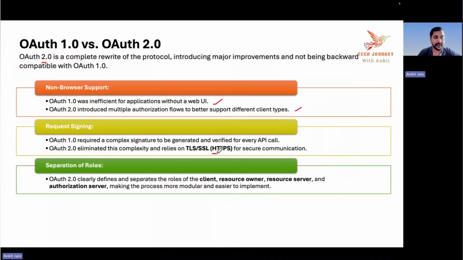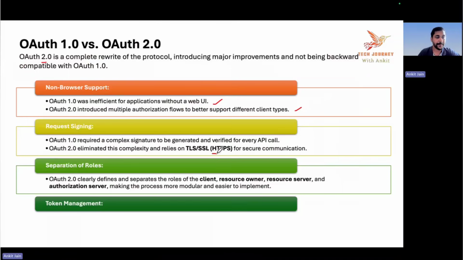Third difference here is the separation of role. Just now I have shown you that in the case of OAuth 2.0, the roles have been very clearly defined, like the client, resource owner, resource server, and the authorization server, which makes the separation of the roles clear. This was not there specifically in the case of OAuth 1.0.